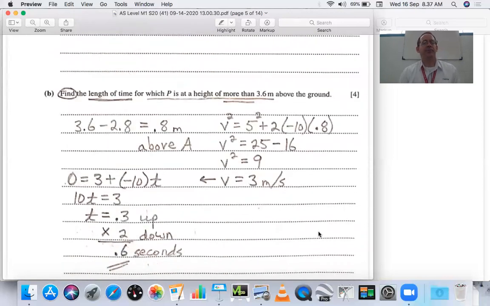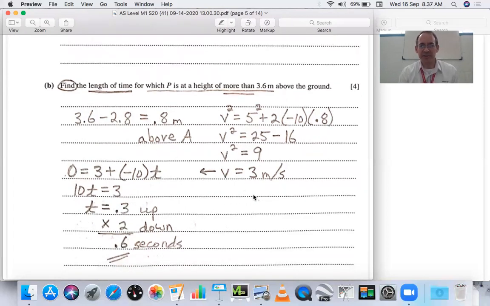Then down to part B here, find the length of time for which P is at a height of more than 3.6 meters above the ground. Well, let's start with what that would be above A, because A seems to be our best reference point. So 3.6 minus 2.8 is 0.8 meters above A. Well, A, we know, had an initial velocity of 5 meters per second. We now have a distance above A to work with, and we have our acceleration. So we can find what the velocity would be at that particular point.